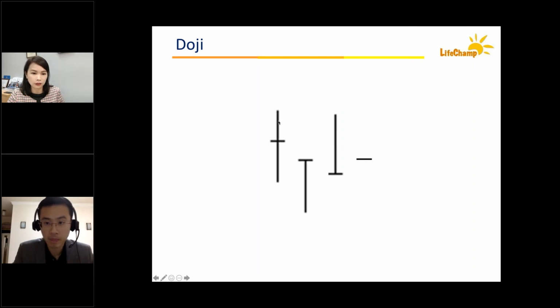The psychology behind this situation tells you the trend is in query, people are in doubt. If it's an uptrend, then this uptrend is in doubt. If it's a downtrend, then this downtrend is in doubt. So it's also a trend reversal. How strong is it? I would say it's about 2 star strength.